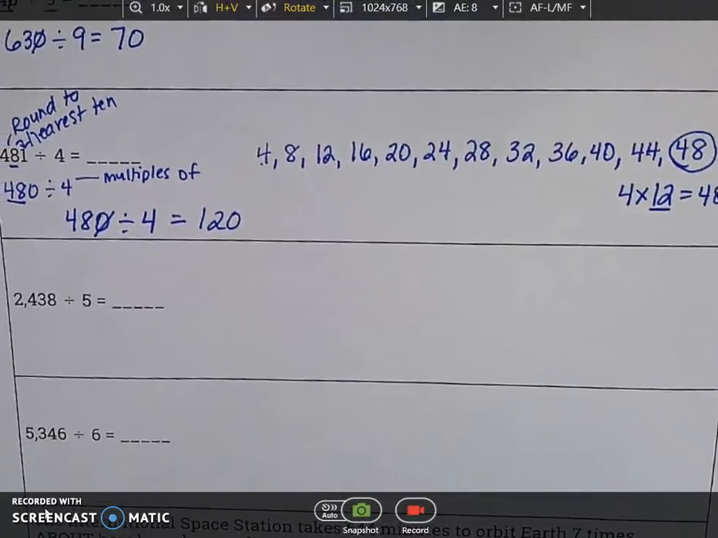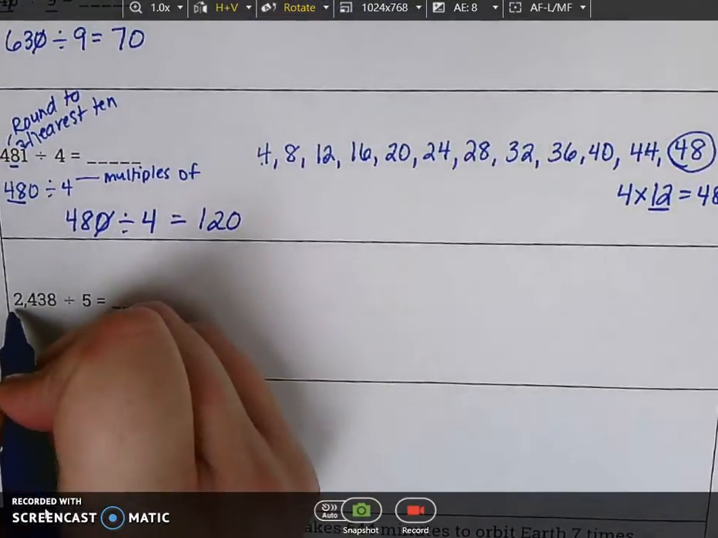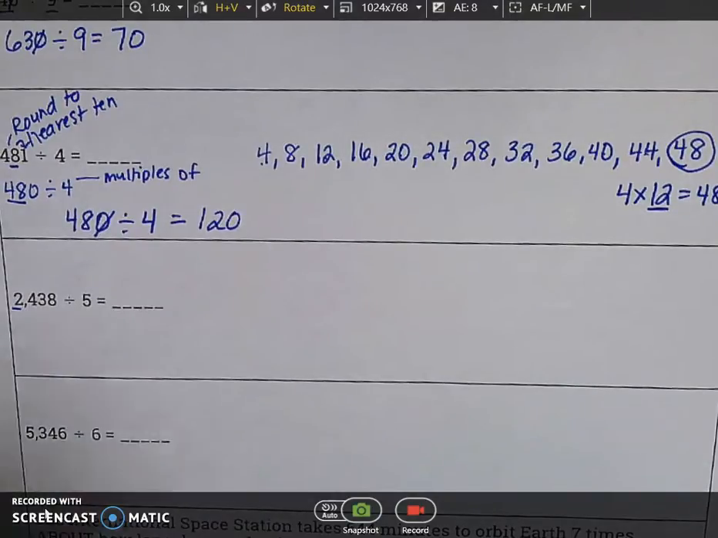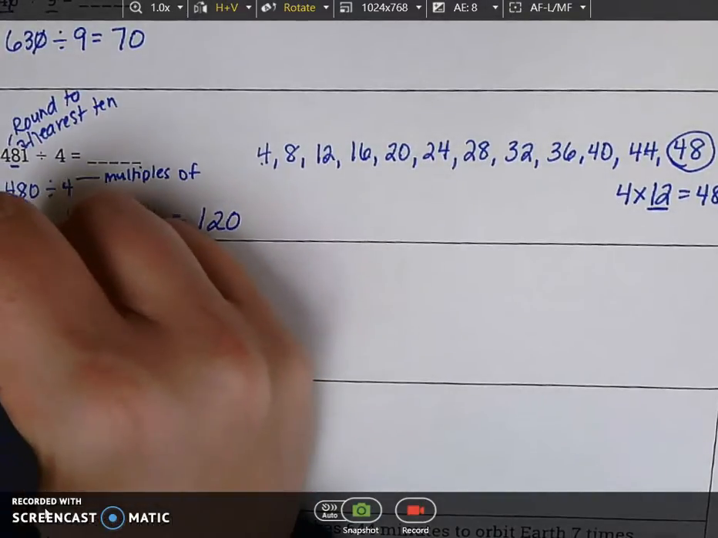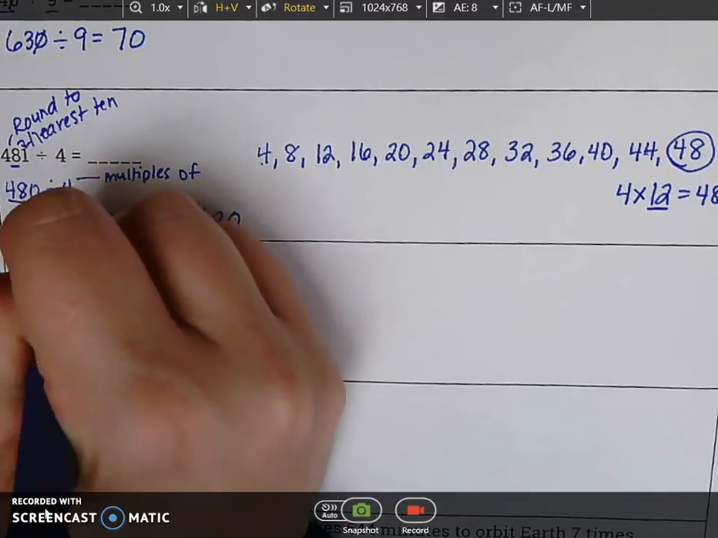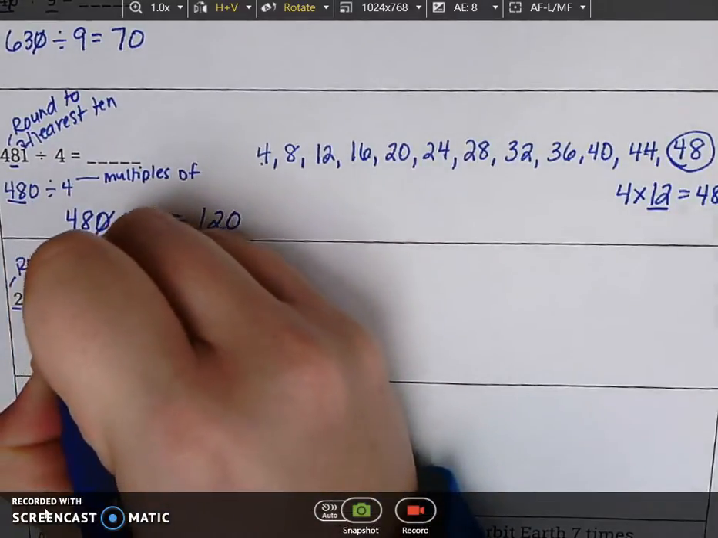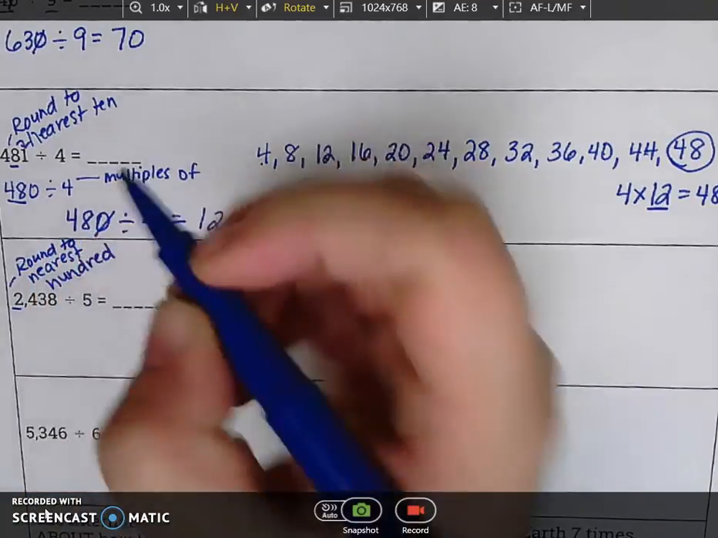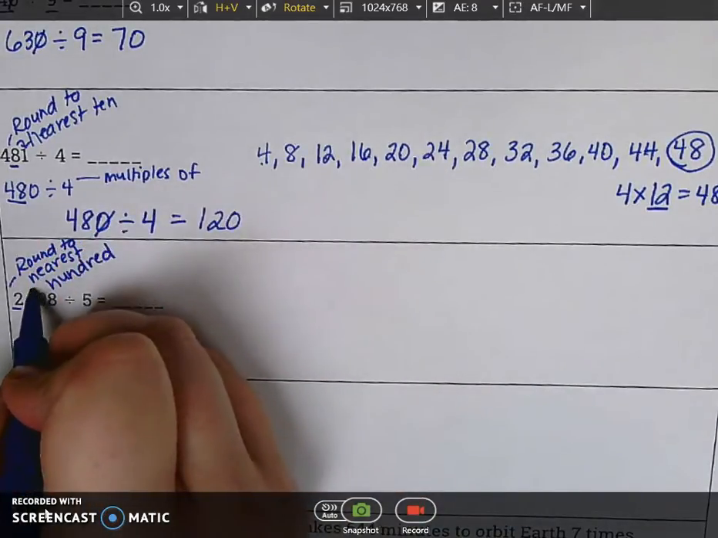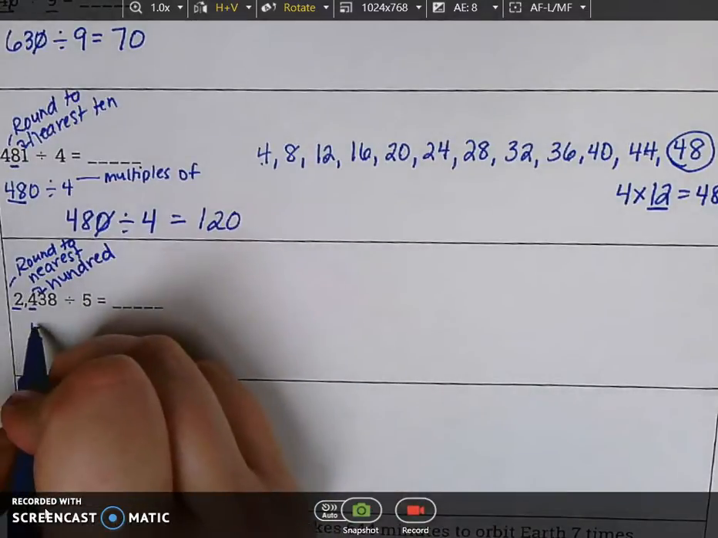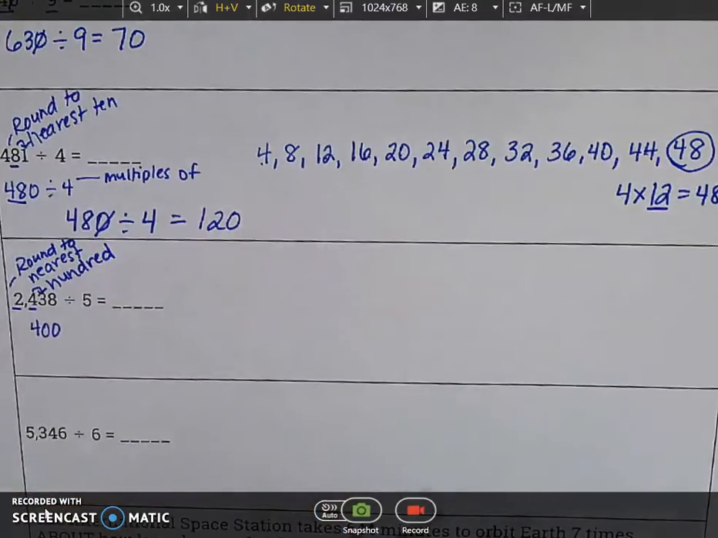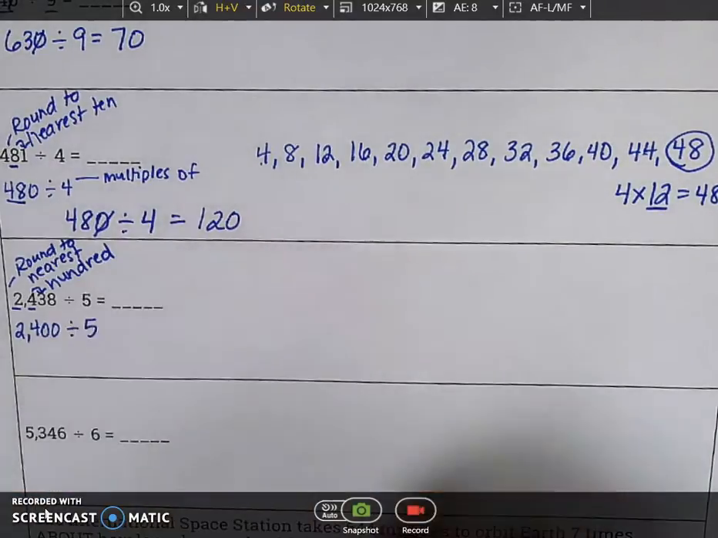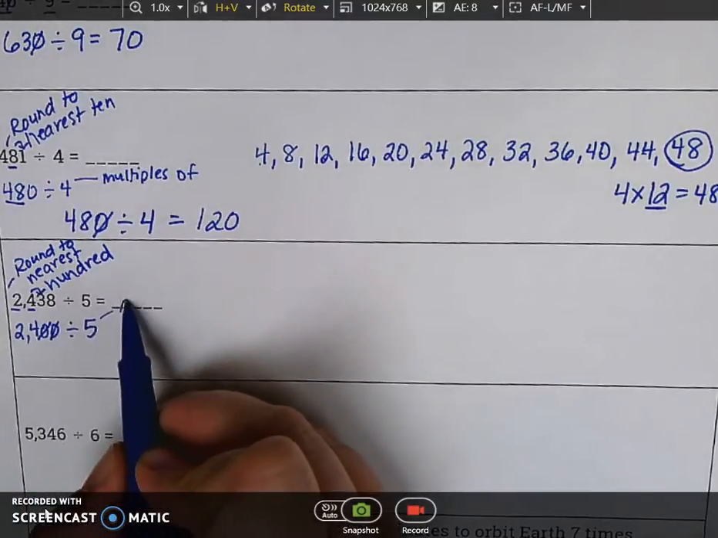Okay, let's look at our next one that we're going to estimate. Now in this case, I've gone to the thousands place. So I want to round to the nearest 100. So I look at the 4. I look to my number to my right. It's a 3, so that 4 stays the same. The rest turn to 0. The numbers in front stay the same. And I'm dividing by 5. So I'm going to disregard these zeros, and I'm going to focus on my multiples of 5.